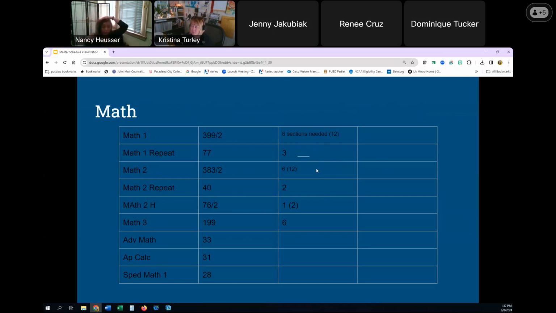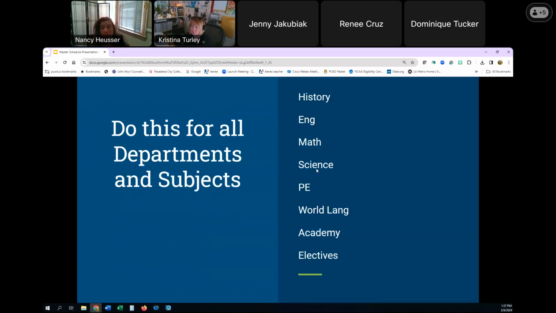So you would do the same thing for math. You would do it for all the departments, right? History, English, math, science, PE, world language, your academy classes, your electives. It takes quite a while, but you want to do it because later on, when I'm talking to my principal about it, we can look up those numbers easily. We don't have to go back to the tally and try to tally them up again and maybe make a mistake.